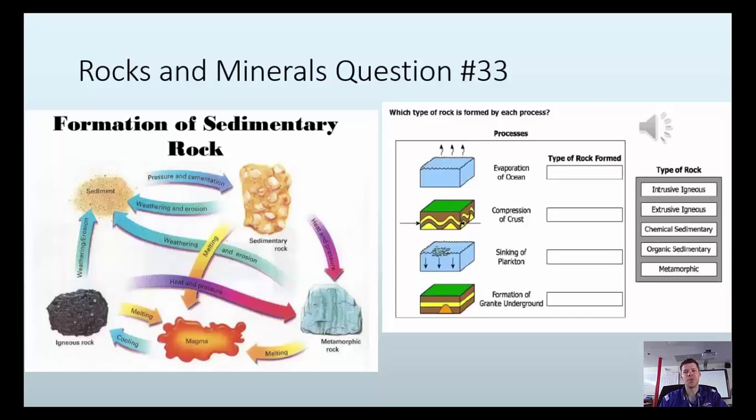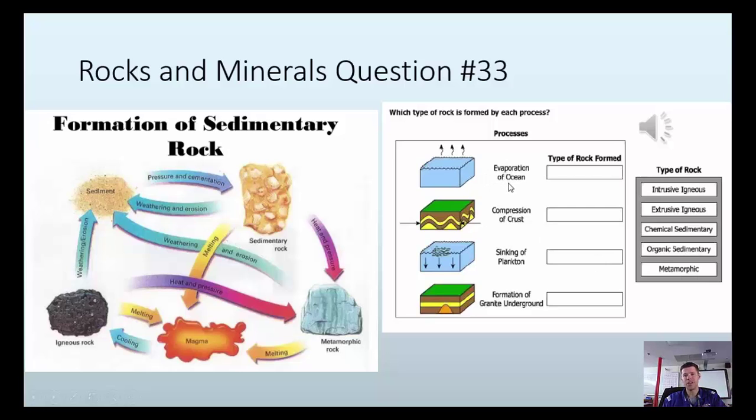Okay, this was a drag and drop question. We needed to place one of these 5 types of rocks, intrusive igneous, extrusive igneous, chemical sedimentary, organic sedimentary, and metamorphic, in these 4 columns. So the first thing you need to realize is that one of these will not be used. Alright, so let's look at what we have here.